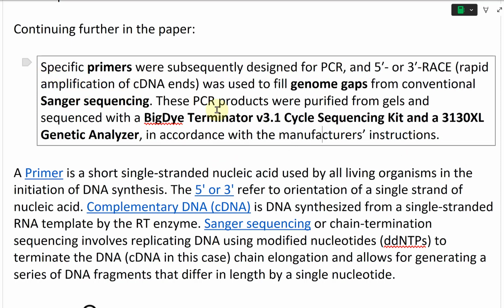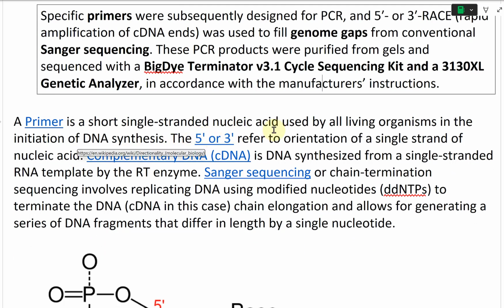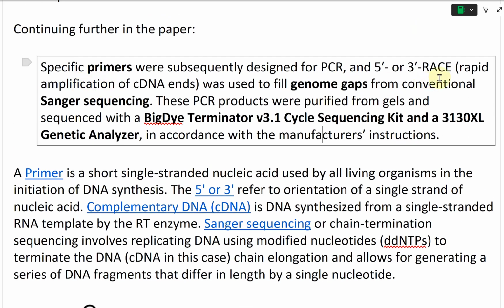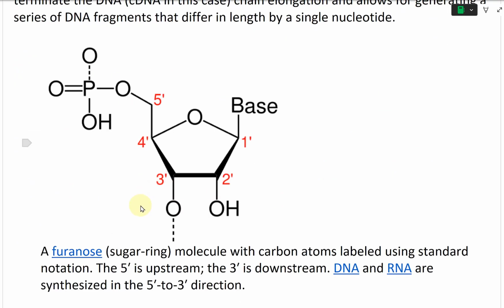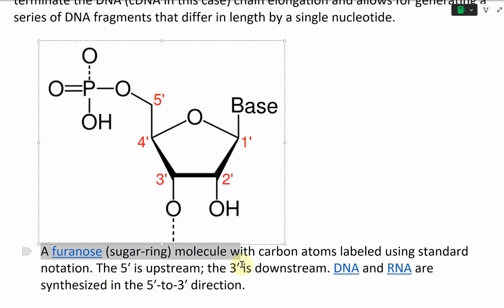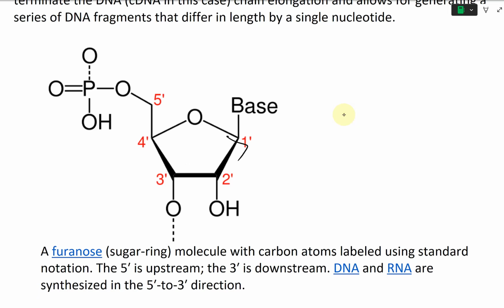So specific primers were subsequently designed for PCR. A primer, again, as I went over earlier, is a short single-stranded nucleic acid used by all living organisms in the initiation of DNA synthesis. And the 5' or 3' in RACE refers to the orientation of a single strand of nucleic acid, and I have this over here. I just showed this illustration: a furanose, or sugar ring molecule, with carbon atoms labeled using standard notation. The 5' is upstream, so you go from here 1, 2, 3, 4, 5, and the 3' is downstream. DNA and RNA are synthesized in the 5' to 3' direction. That's how they're synthesized, starting from here, going downwards, like that. So hence, it's important to know the orientation.